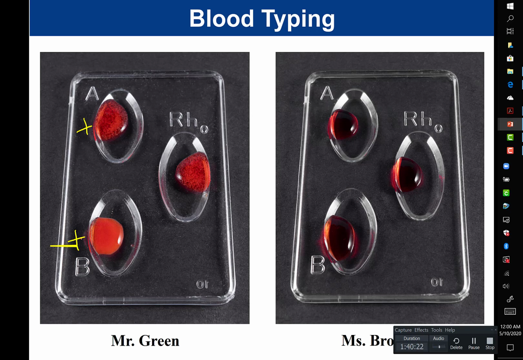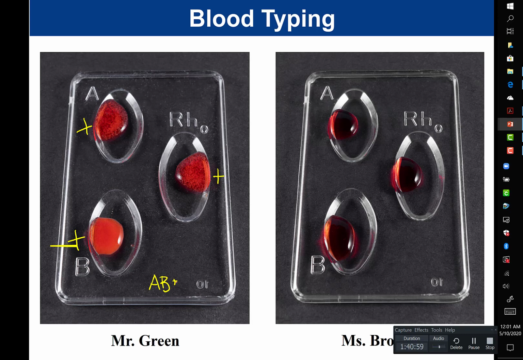Yes. Do we see agglutination in the Rh? Yes. So what that tells us is that Mr. Green has A carbohydrates, Mr. Green has B carbohydrates, and Mr. Green has the D antigen. So what would Mr. Green's blood type be? Well, that means Mr. Green is AB positive, because he has the A carbohydrates, he has the B carbohydrates, and he has the Rh factor.